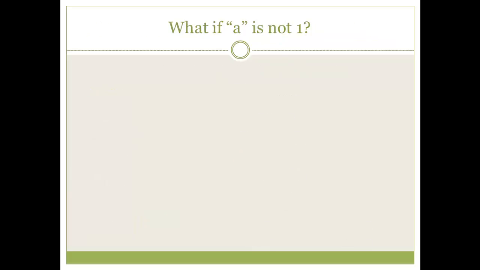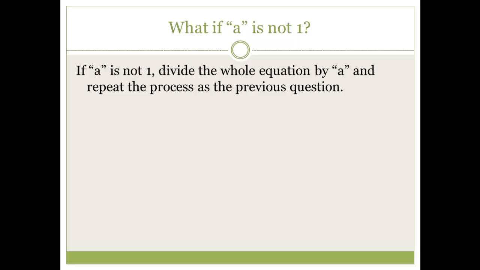What if a is not 1? All we have to do is divide the whole equation by a in order to have a as 1. Once we have that, we can simply repeat the process as in the previous question. In the following example, we want to divide every term by 2. We are left with x squared minus 4x equals 5.